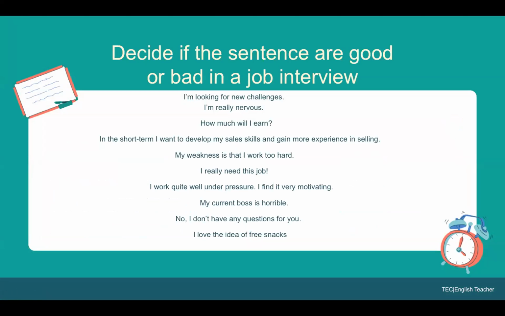Okay, this one, I really like it. The side of the sentences, okay, another typo, sorry guys. I don't know what's happening. The sides of the sentences are good or bad in a job interview. Okay, so I'm going to read the sentences. Whoever would like, just quickly, please. Just good or bad, okay? Or you can type it as well. I'm looking for new challenges. Do you think this is good or bad to say in an interview? Good, yes. I'm really nervous.